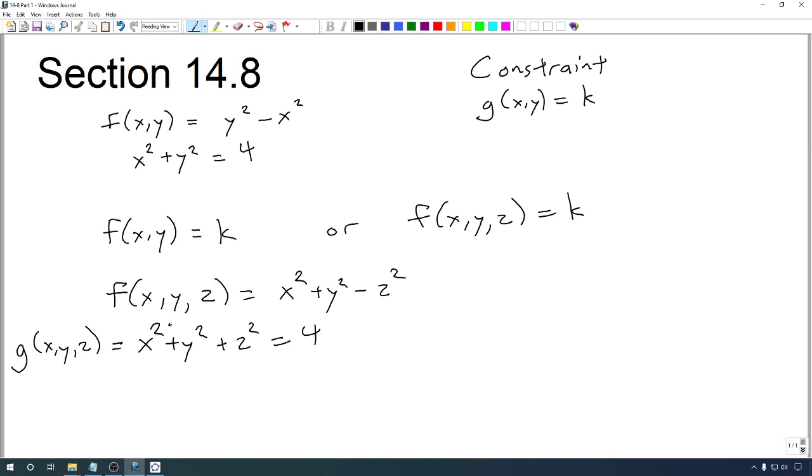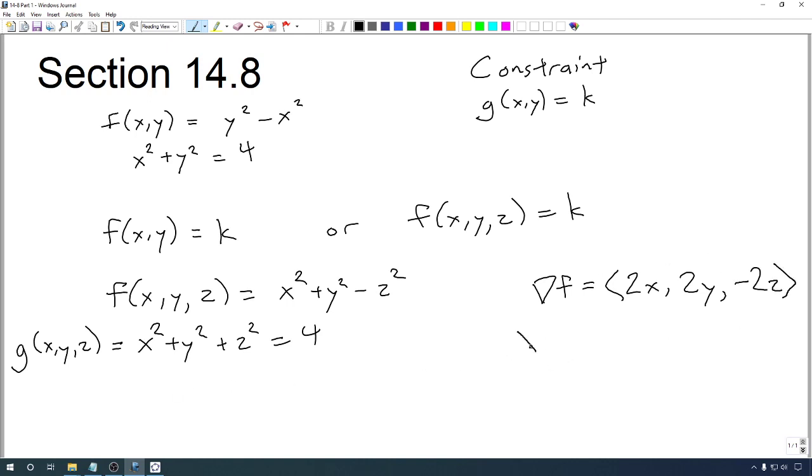And I can look at the gradient of these two functions. So the gradient of f, remember the gradient, we take the derivatives with respect to x, y, and z and put those together as a vector. So derivative with respect to x is 2x. Derivative with respect to y is 2y. And derivative with respect to z is negative 2z.